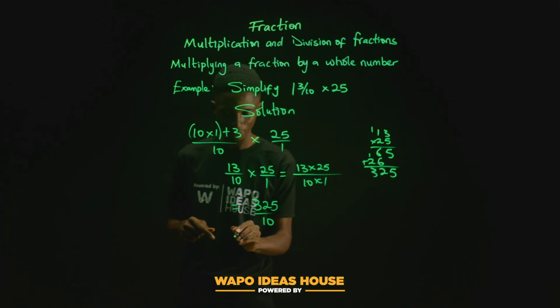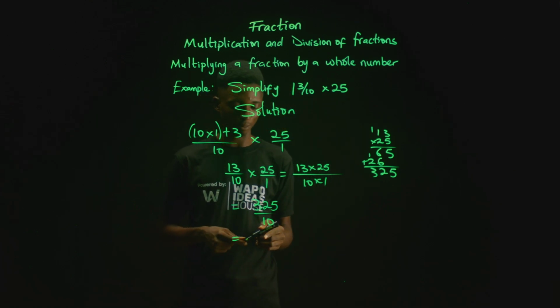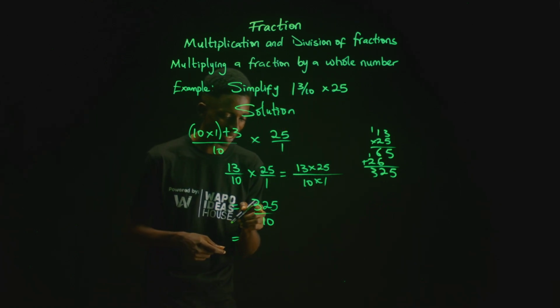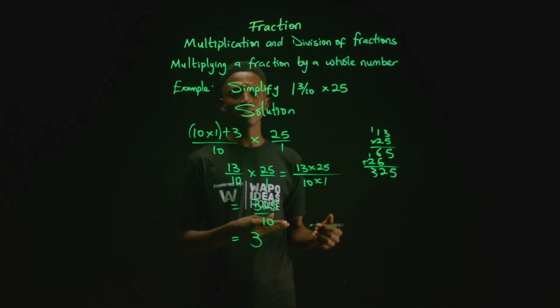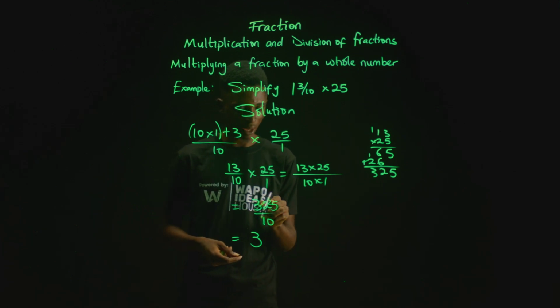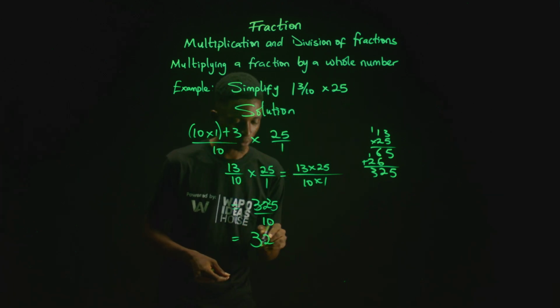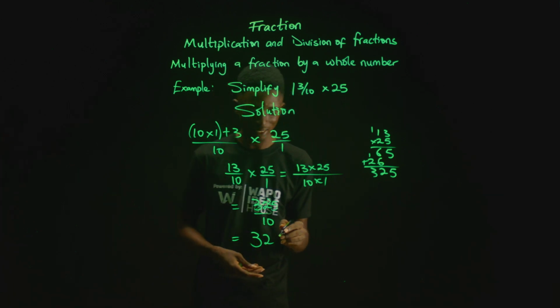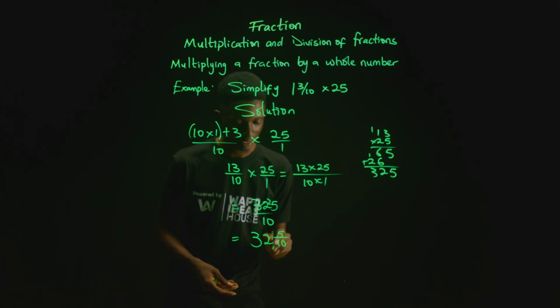Now let's simplify this further. Remember to do it in steps so that you don't make mistakes. So we first try 10 in 32. And that will go 3 times, because 10 times 3 is 30, giving us a remainder of 2. So now we have 25. And then 10 in 25, that is 2, because 10 times 2 is 20, giving us a remainder of 5. So we have 5 over 10.